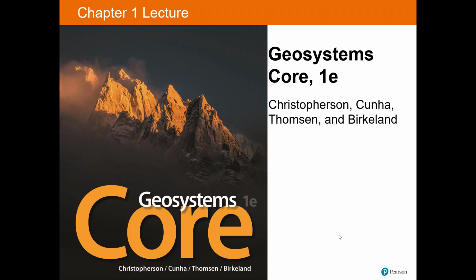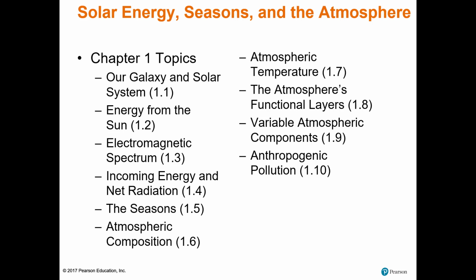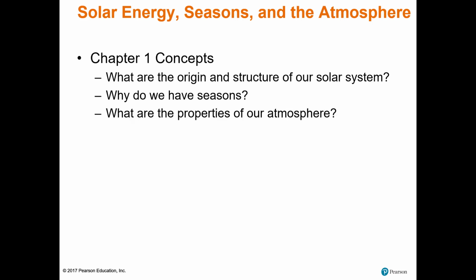Welcome to the coverage of Chapter 1, and this is going to be a discussion of solar energy, seasons, and the atmosphere. So these are the topics that I will be covering: our galaxy and solar system, energy from the sun, the electromagnetic spectrum, incoming energy and net radiation, the seasons, atmospheric composition and temperature, the atmosphere's functional layers, variable atmospheric components, and anthropogenic pollution.